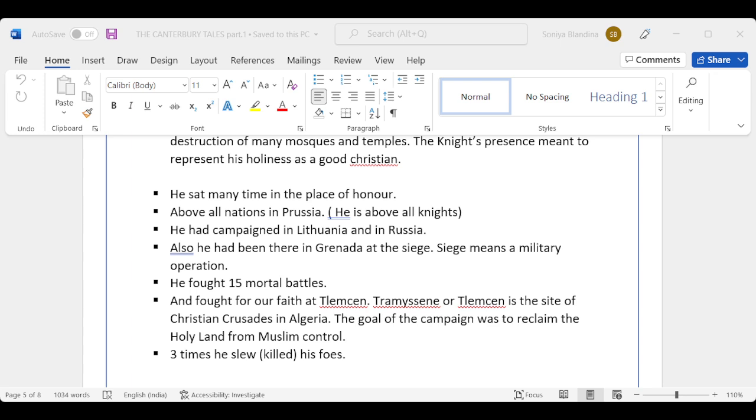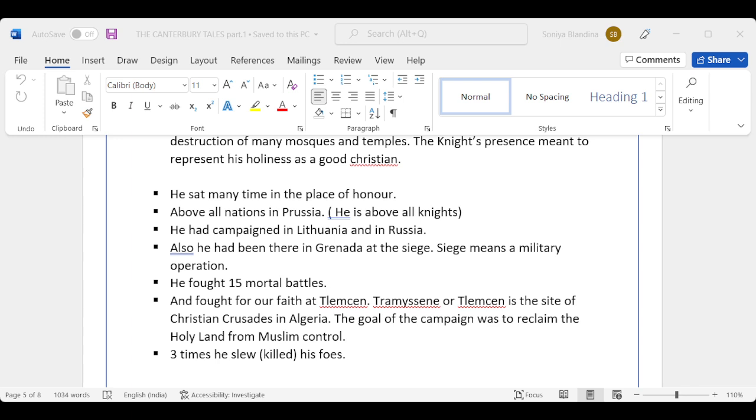He had campaigned in Lithuania and in Russia. So these are all the places he fought. We already saw that he had fought 15 mortal battles, right? So these are all the places. Also, he had been there in Grenada at the siege. Siege means military operation.